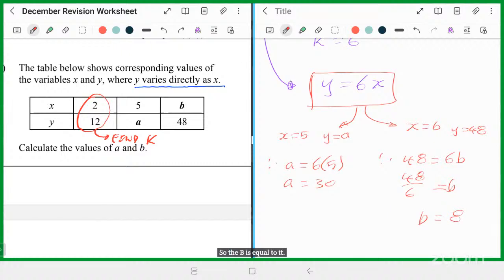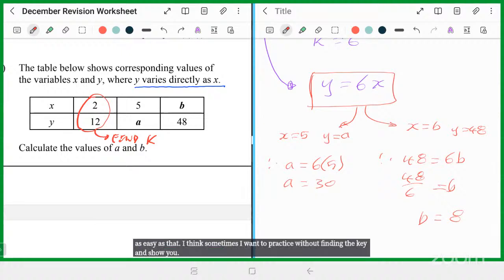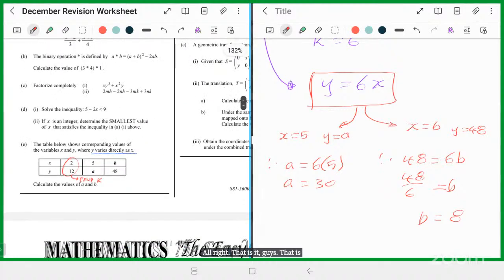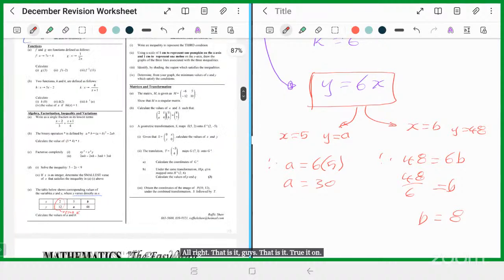As easy as that. I think sometime I'm going to practice without finding the key and show you. I don't need to find the key. All right? You don't need to find the key. That is it, guys. That is it. 3 down. We're going to do 2 more.